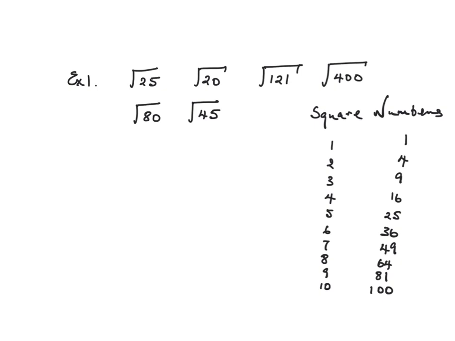So let's have a look at square root of 25. Well, you can see that the number 25 features. Here it is here. So the square root of 25 is 5. So that's not a surd. What about the number 20, square root of 20? Well, 20 doesn't feature in this column here, so the square root of 20 is in fact a surd.